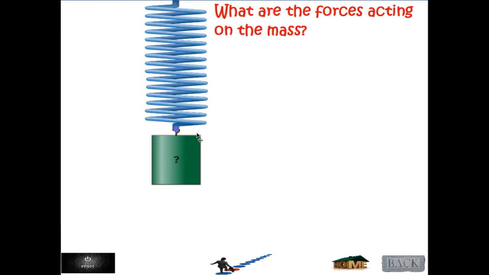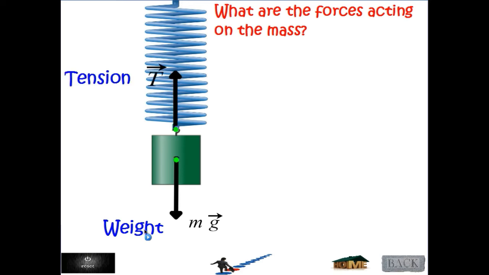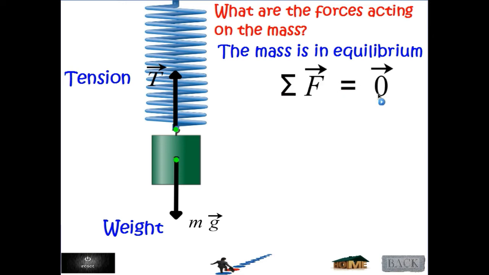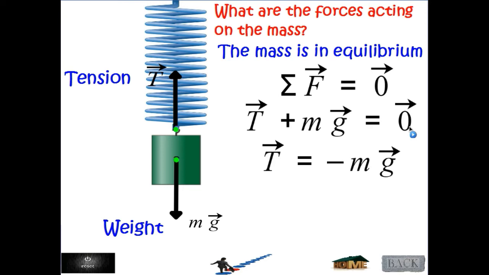So here, what are the forces acting on the mass? We have two forces here: the weight vertically downward from the center of gravity, and the tension vertically upward along the spring. So let us apply the condition of equilibrium since the mass is in equilibrium. Summation of forces equals 0. Here the two forces are the tension and the weight. So tension vector plus mg vector equals the 0 vector, and again tension vector equals minus mg vector. As magnitude, T equals mg. So if we have the mass of the object, we can calculate the tension along the string.